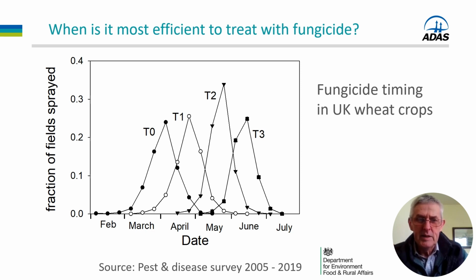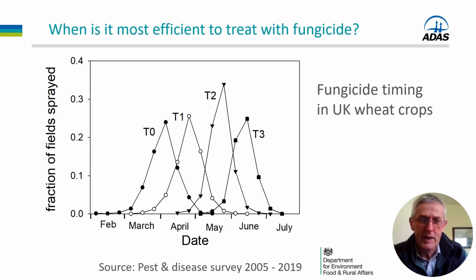This is data from the Pest and Disease survey of UK wheat crops over a 15-year period. So this is from several thousand crops. And we can see the key timings of fungicide applications that were made to those crops. And there are 4 key timings which have become known as T0, T1, T2 and T3.